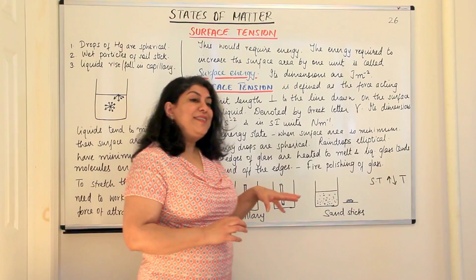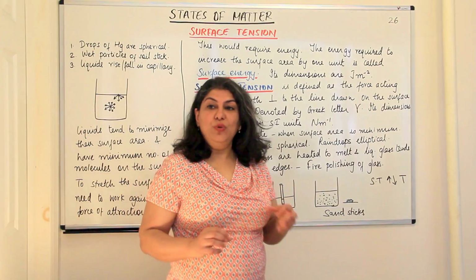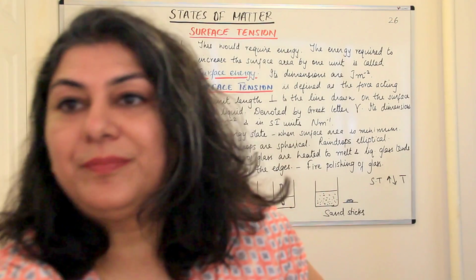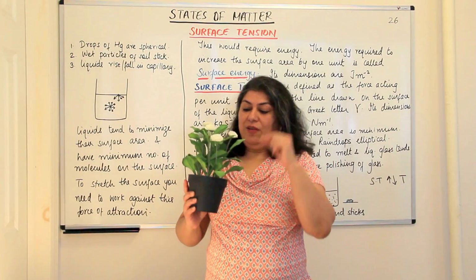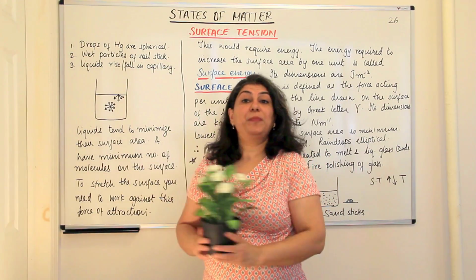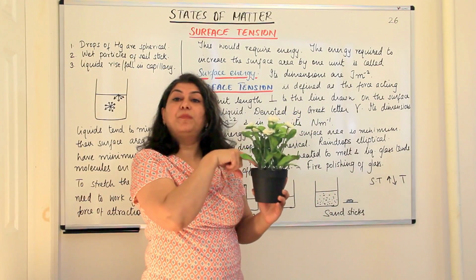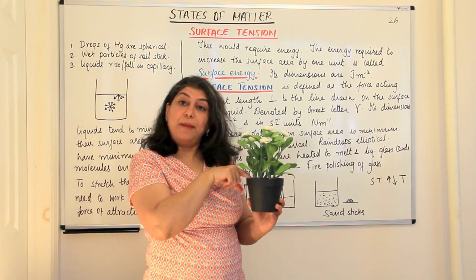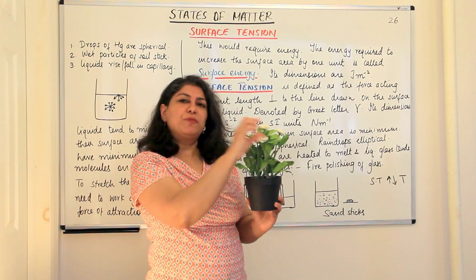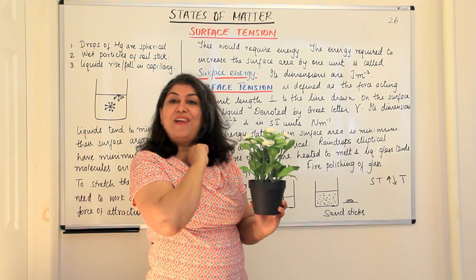So one such example is, what do we do? We have a plant here. What do we do when we grow plants? Where do we put the water? When we are watering plants, we water the pot. We water the soil. When we water the soil, what happens? How does the water reach the tips of the plant? How does it reach the flowers?